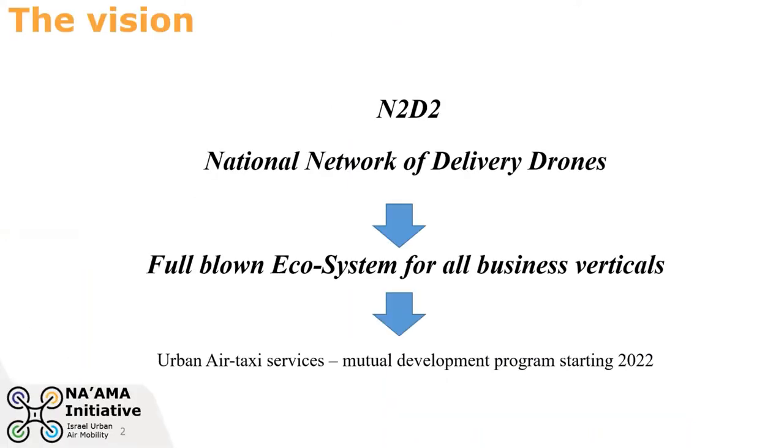The idea is to facilitate a national network of delivery drones. We started with delivery drones in order to be able to dictate the routes for the different companies, meaning that at first stages we would like to be in control of what every company is doing. We are aiming to have a full-blown ecosystem in the sense that we would like to support all business verticals within less than 2 years, in such a way that all stakeholders will be able to be profitable, to include the air operator certificate holder, the licensed pilots, and so on.